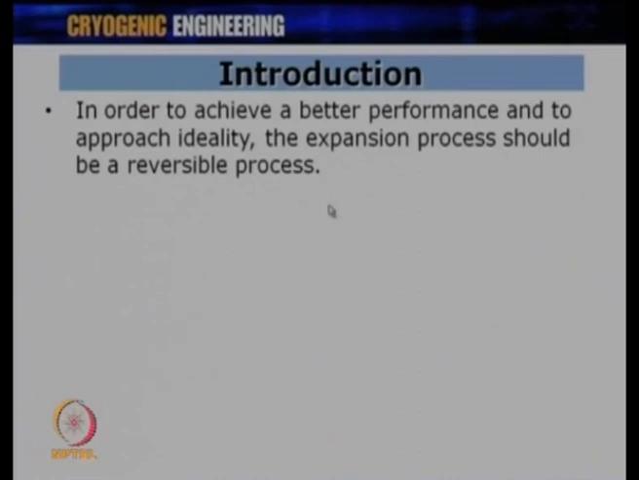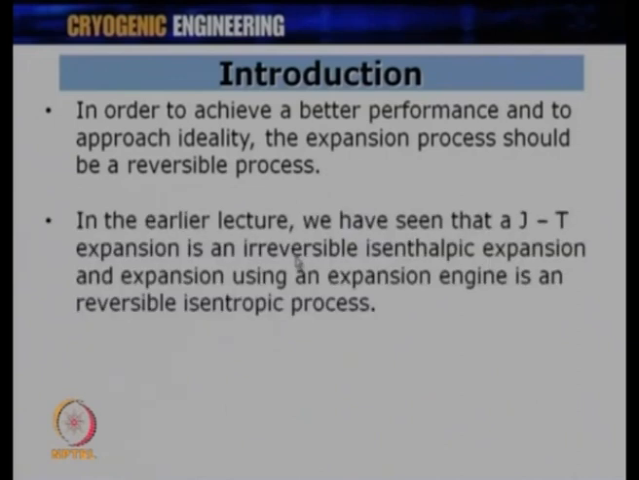So, introduction to the Claude cycle. In order to achieve a better performance and to approach ideality, the expansion process should be a reversible process. Till now what we had was a Joule-Thomson expansion, which is an irreversible process. In the earlier lecture, we have seen that a JT expansion, or Joule-Thomson expansion, is an irreversible isenthalpic expansion, and expansion using an expansion engine is a reversible isentropic process. We have talked about this earlier, that expansion could be achieved by an isenthalpic expansion or an isentropic expansion.